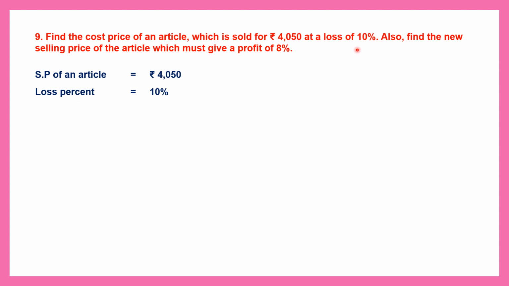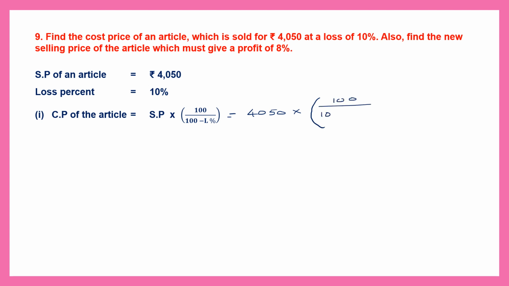Then the loss percent is also given to us, 10%. So selling price and loss percent are given. Now to find the cost price, we have to use the formula selling price into 100 by 100 minus loss percent. So let's do that. Selling price is 4050 into 100 divided by 100 minus loss percent, which is 10%. So let's work this out. So this will be 4050 into 100 divided by 100 minus 10, which is 90.